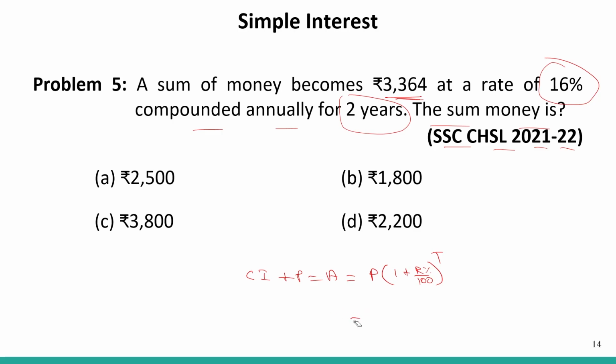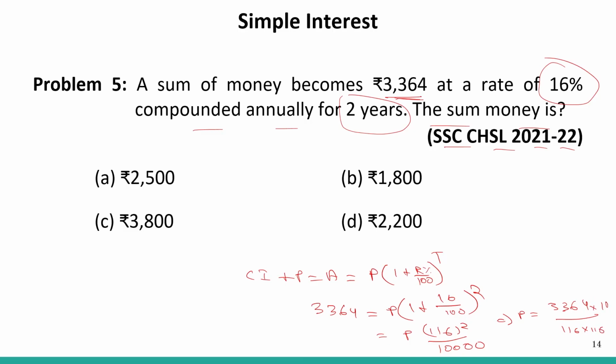So A is given to us: 3364 is equal to P, which is something we don't know, into 1 plus R, which is 16, by 100 whole power 2. So this will be P into 116 whole square, and this implies that P is equal to 3364 by 116 into 116 into 10 power 4.